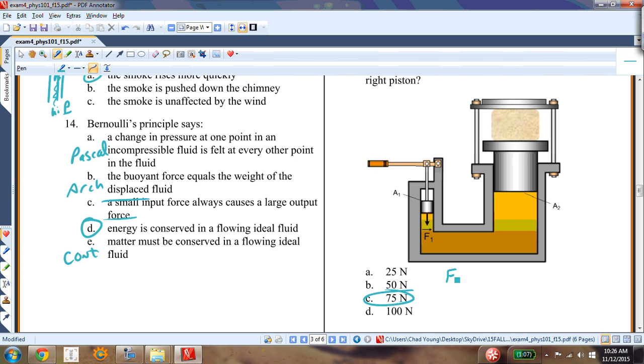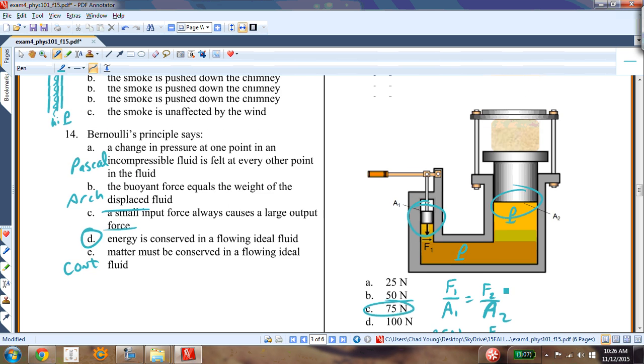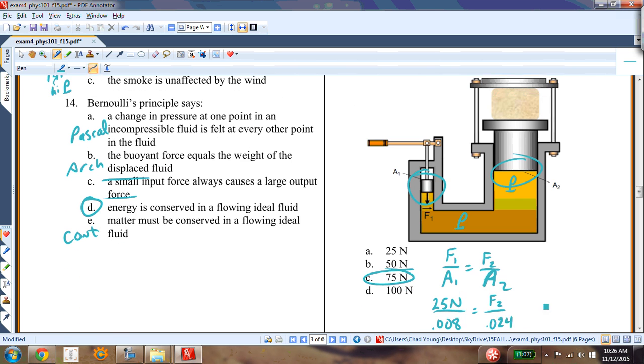But let's just write this out by Pascal's principle. F1 over A1 equals F2 over A2. Remember, this just says that any change in pressure that I feel inside this fluid, I feel everywhere. And so whatever pressure I have over here, I will also have over here. I had 25 newtons over 0.008 equals F2 over 0.024. If I solve this, I can cross multiply and divide by 0.008. That's equal to 75.